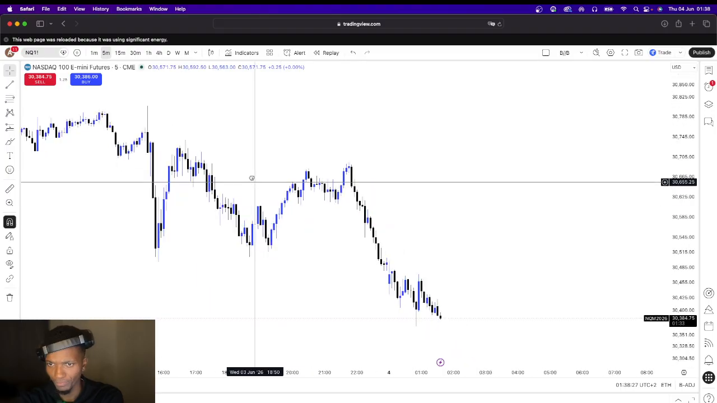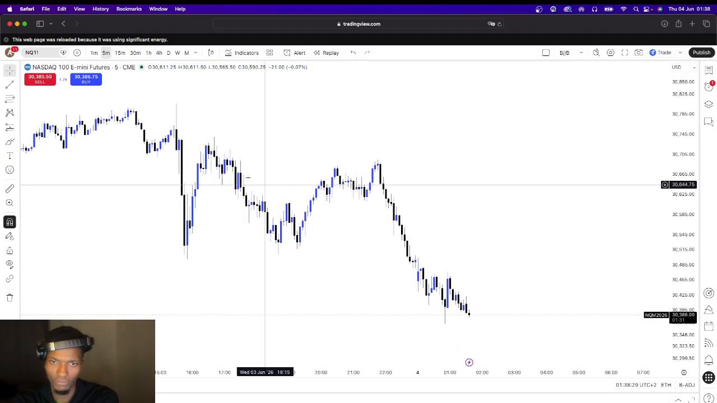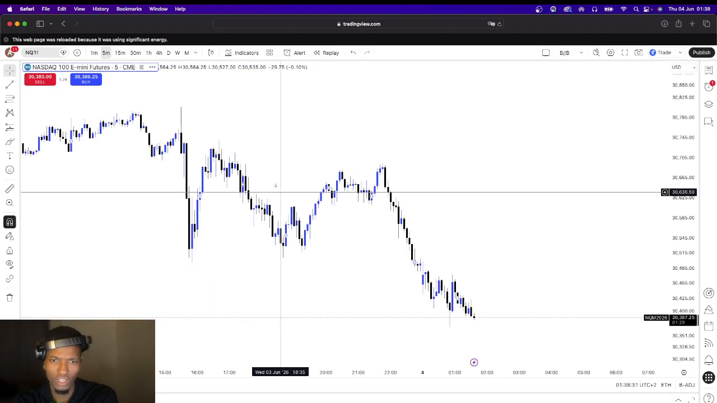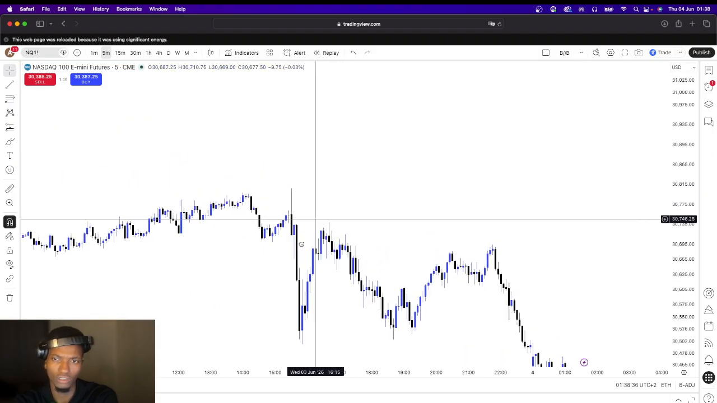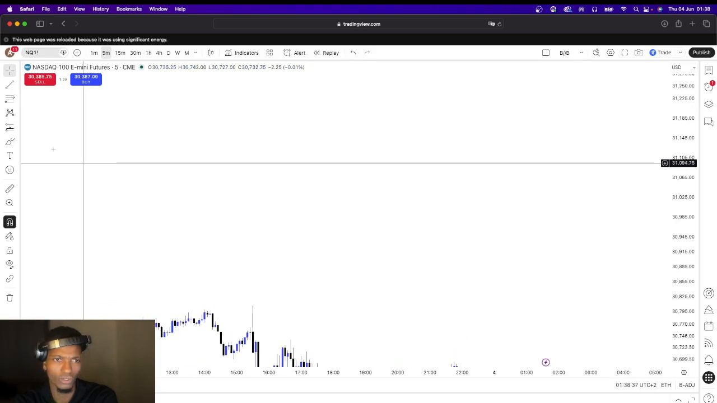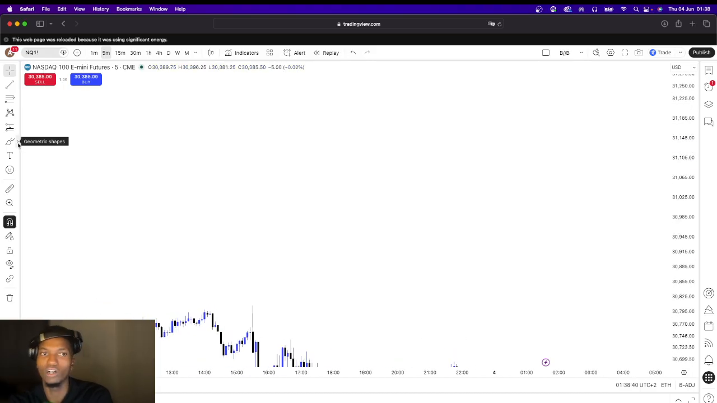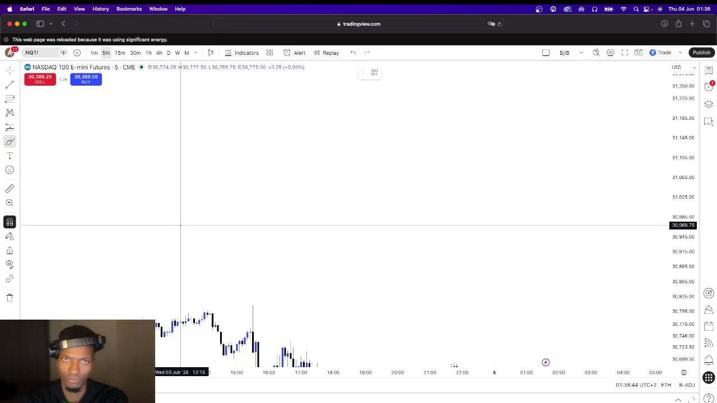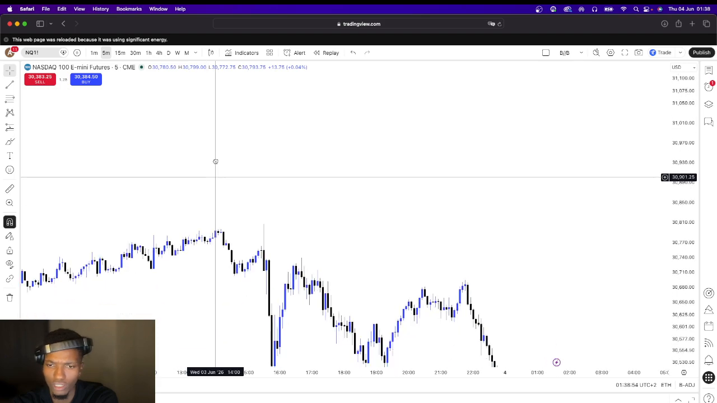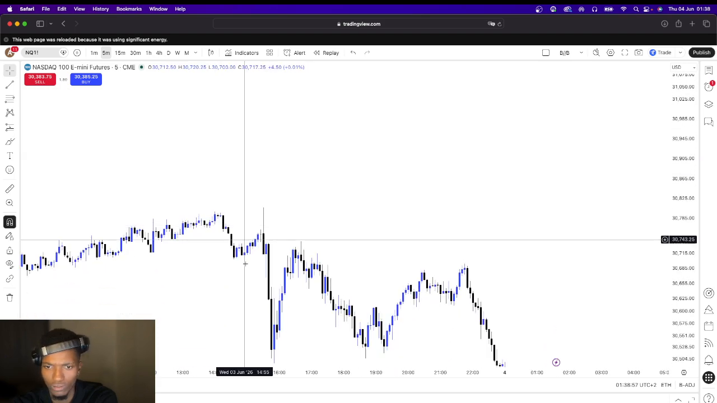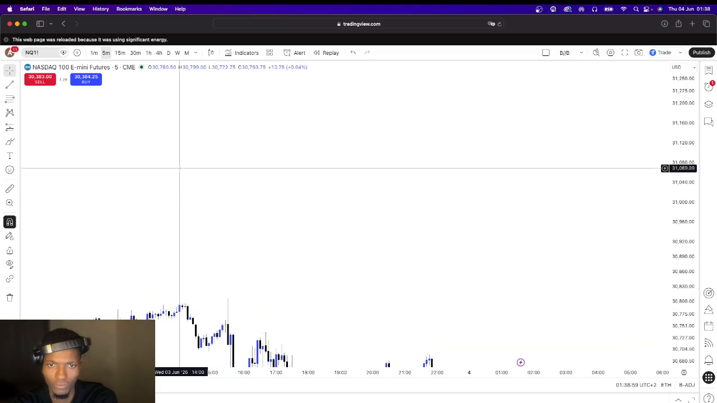So we explained that with fair value gaps, what happens is price usually comes and retraces into them, right? And then moves out, right? So they can be used as a continuation confluence.